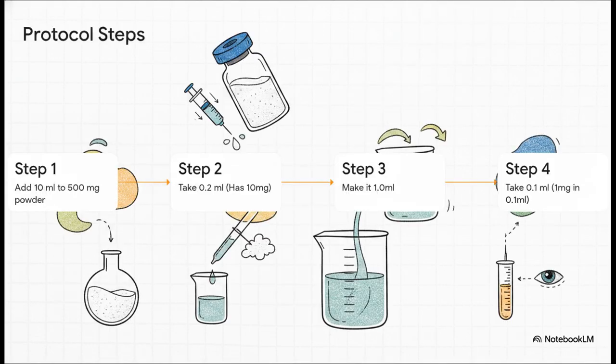Let's lock in these 4 simple vital physical actions. Step 1. Add 10 milliliters to the massive powder vial. Step 2. Take out 0.2 milliliters. Step 3. Add fluid to bring that volume up to 1.0 milliliters. And Step 4. Extract just 0.1 milliliters. 4 steps to safely transform a massive 500 milligram powder vial into a perfectly balanced 1 milligram microweapon against endophthalmitis. It's basically practical mathematical perfection.